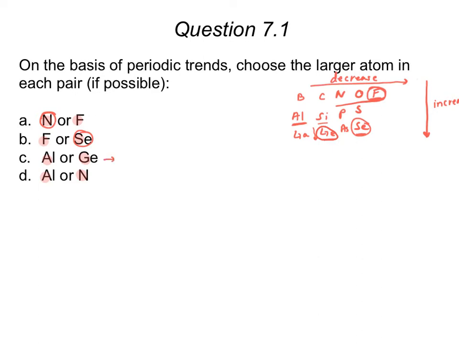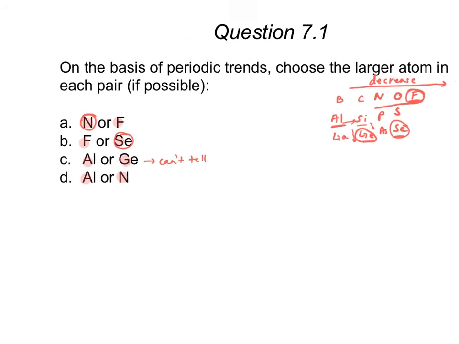So this one I would say can't tell, because again, the two steps that we make are kind of counter-opposing one another. If we make one step to the right, we're going to decrease. If we make one step down, we're going to increase. So it's kind of hard to tell for this one, so I'd say can't tell.